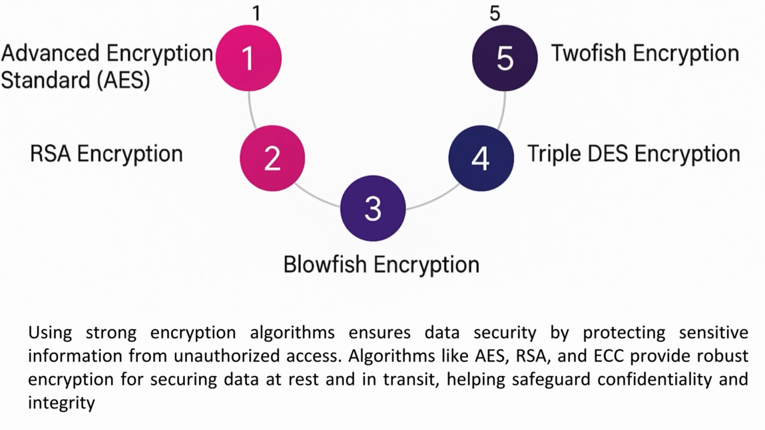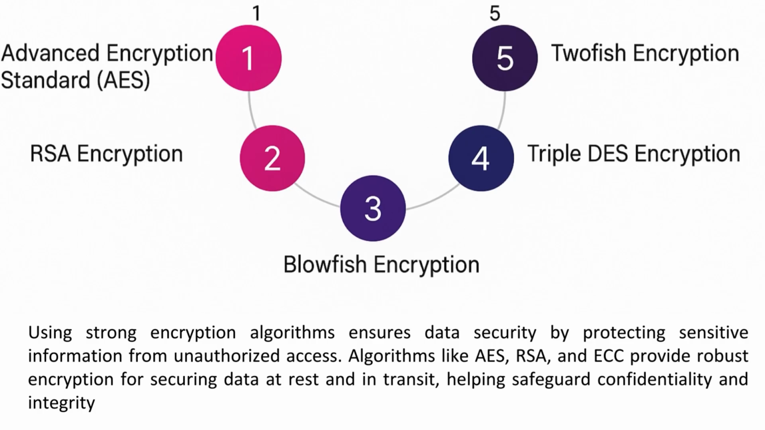Common encryption algorithms used today. The first one is Advanced Encryption Standard, AES, then RSA encryption, Blowfish encryption, and Triple DES. DES refers to Data Encryption Standard. Using strong encryption algorithms ensures data security by protecting sensitive information from unauthorized access. Algorithms like AES, RSA and ECC provide robust encryption for securing data at rest and in transit, helping safeguard the confidentiality and the integrity.